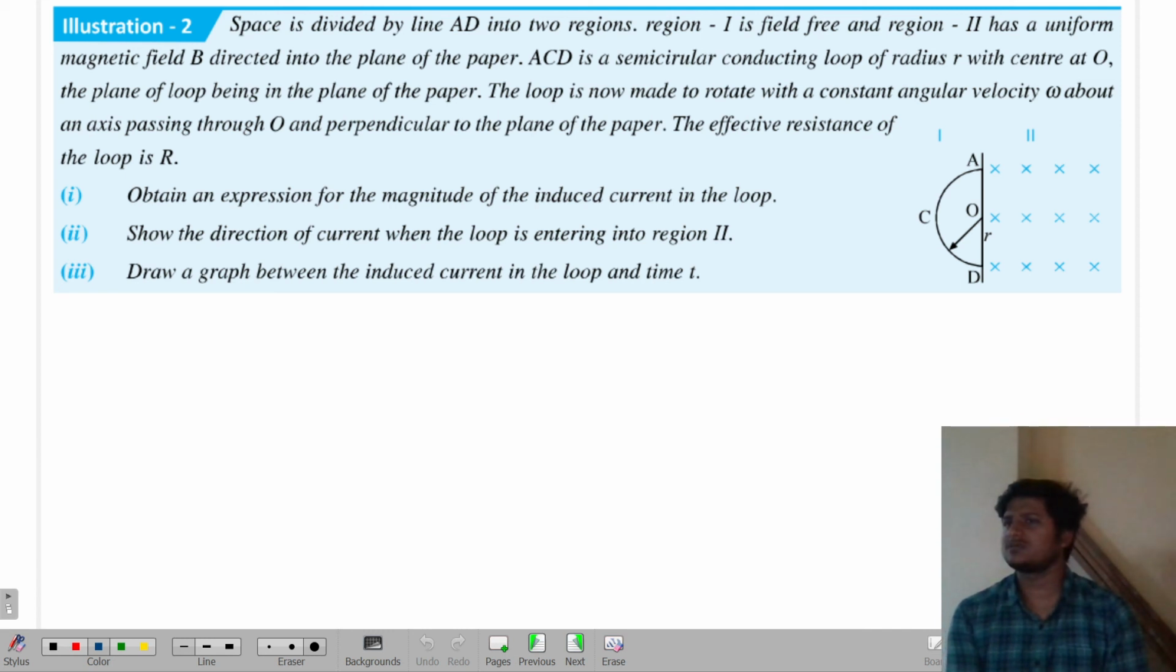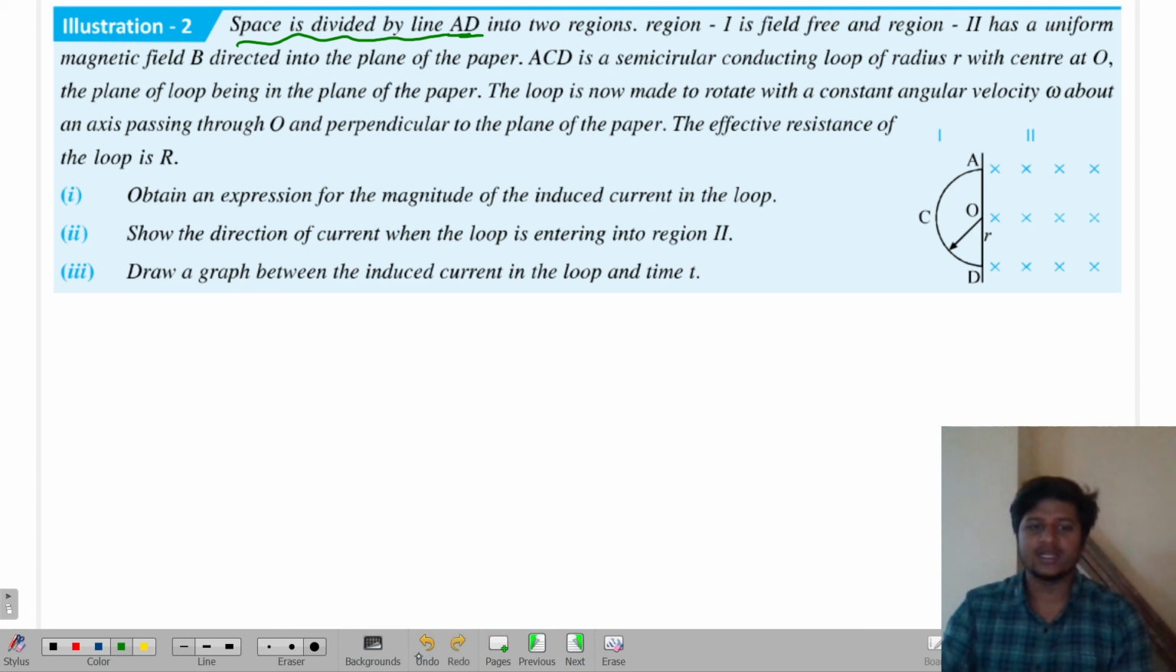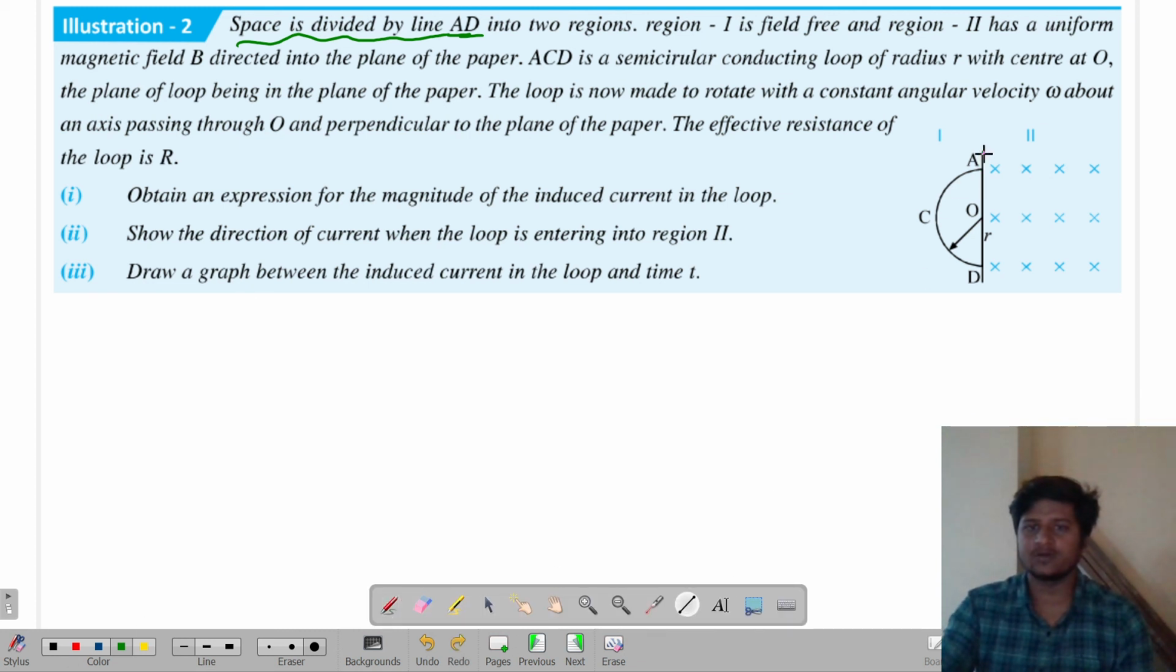Right. Write the question. What is it saying? The space in this question, this is a very good question. Try to understand. The whole space is divided by line AD. So this line AD is creating two kinds of space over here: one space, region 1, and another space, region 2. Got it or not?